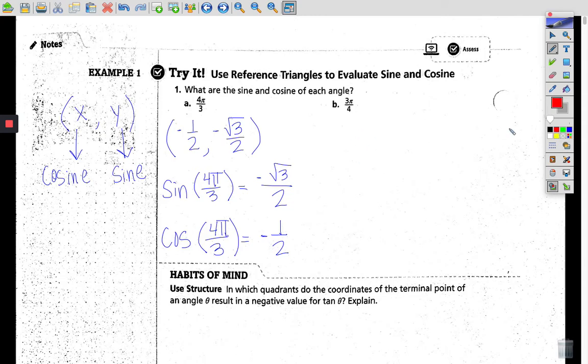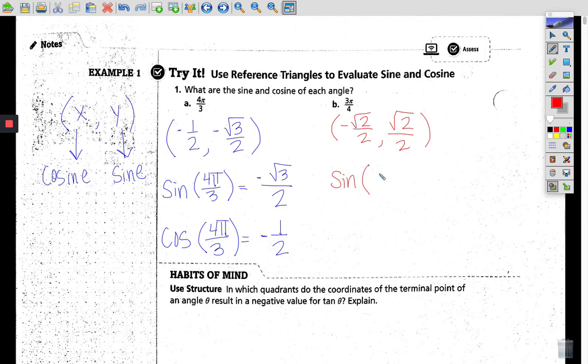All right, for B, 3 pi over 4. Let's see if we can find it on our unit circle. 3 pi over 4. Do y'all see it? 135, right? So my ordered pair at 135 is negative square root of 2 over 2 and positive square root of 2 over 2.